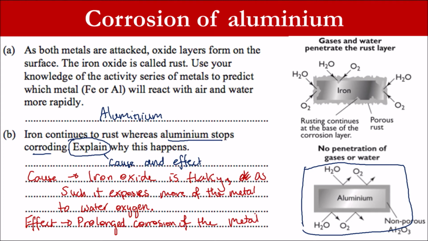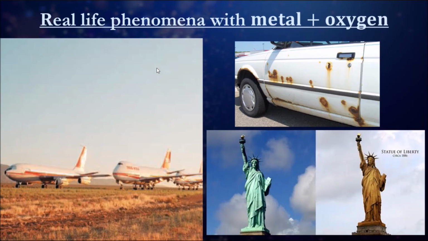Okay, now obviously this is an issue if we need iron in our infrastructure, or if we need aluminium in our everyday tools. We can't have them corroding all the time, so we need to come up with a method to prevent corrosion, and there are some really clever ways of doing it. But before we go into that, let me just show you this image of some real life examples where corrosion can occur and may not occur.